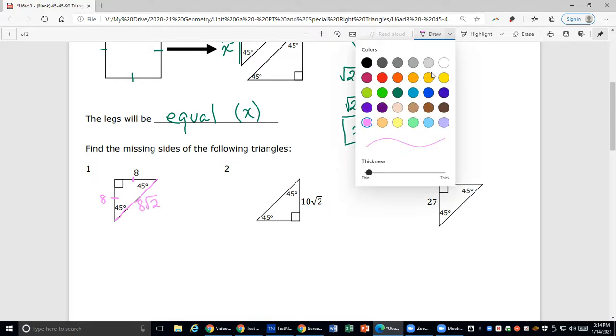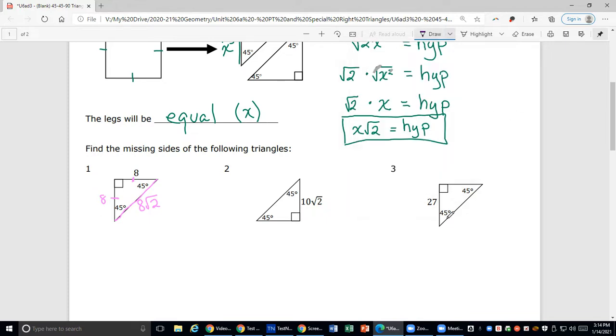Okay, I'll see that exact same thing happen on, I'm actually going to skip number 2 for right now, and I'm going to come over here to number 3. I'm going to see that exact same thing happen. So if one leg is 27, the other leg will also be 27, and then my hypotenuse here will be 27 square roots of 2. And we don't have to change it to a decimal. We can leave it looking exactly like this.